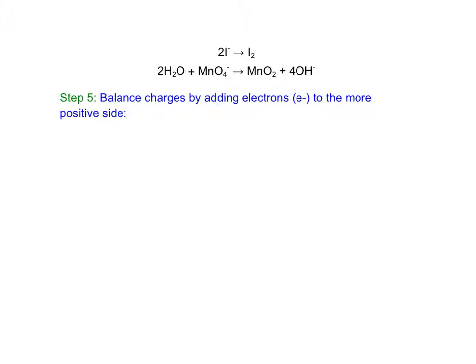All right, at this point, now we're going to add electrons. So revisiting our first equation, we have 2 I minus making I2. Total charge over here is -2. Total charge in our products is neutral. So we need to add 2 electrons.